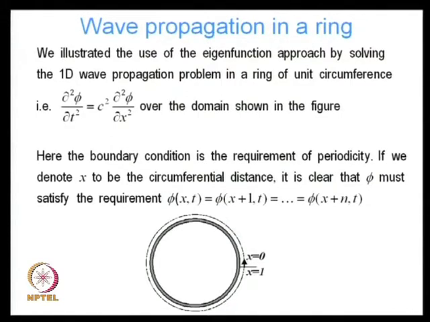We solved ∂²φ/∂t² = c² ∂²φ/∂x² over the domain shown in the figure. The shaded region is the ring, and here I am showing that it is of unit circumference. Because of the nature of the geometry, the boundary condition is periodic, that is φ at x = 0 must be equal to φ at x = 1, must be equal to φ at x = 2, and so on. So φ must be periodic.